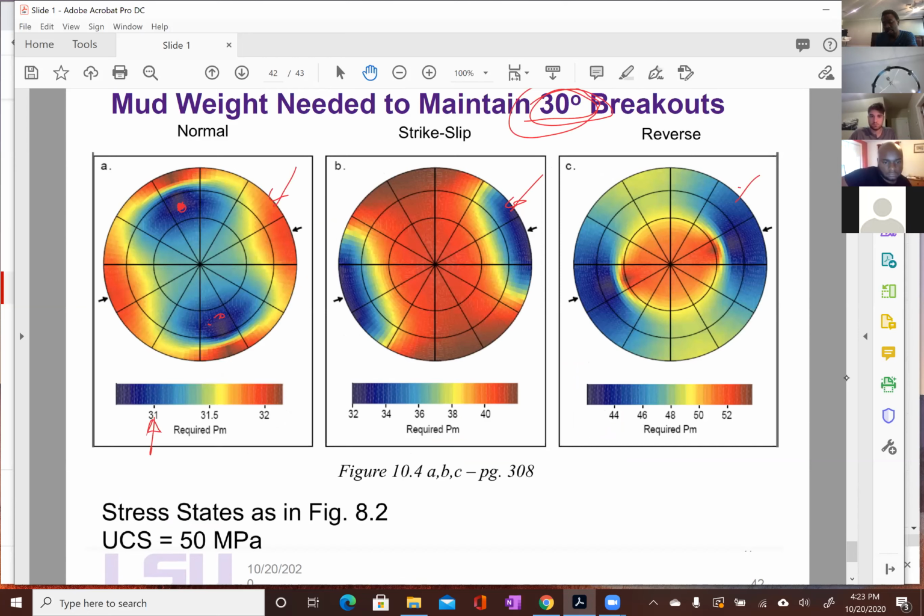If you want fewer breakouts, well, increase the pressure more, so P mud will be greater than 31. If you make it, say, 32, you wouldn't see any wellbore breakouts, provided all the input parameters in your model match reality exactly. Because there will be uncertainty in the estimation of rock strength and all those other parameters, for instance. And you have the results for the different faulting regimes.